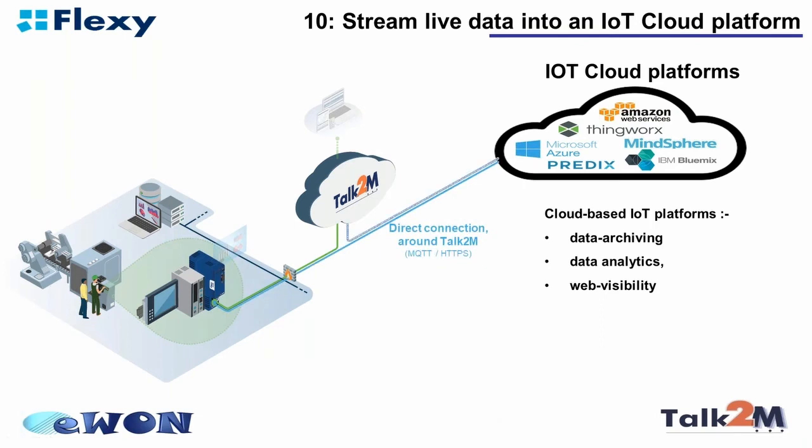So all you need is the hardware, a little bit of custom code, and we've got examples of that, and you'll be able to get data streaming into one of these IoT platforms. So the Flexy 205 can act as an IoT outstation, if you think of it that way.